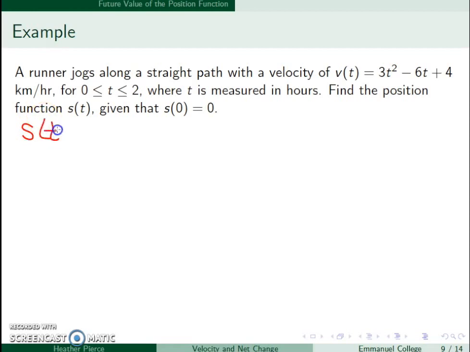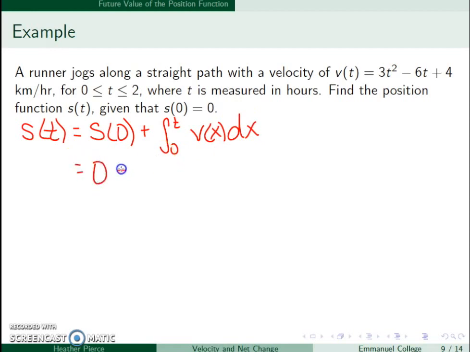So according to the last slide, we have that s of t is equal to s of 0 plus the integral from 0 to t of v(x) dx. So s of 0 is 0. This will be the integral from 0 to t of 3x squared minus 6x plus 4 dx. We've already looked at solving this integral.